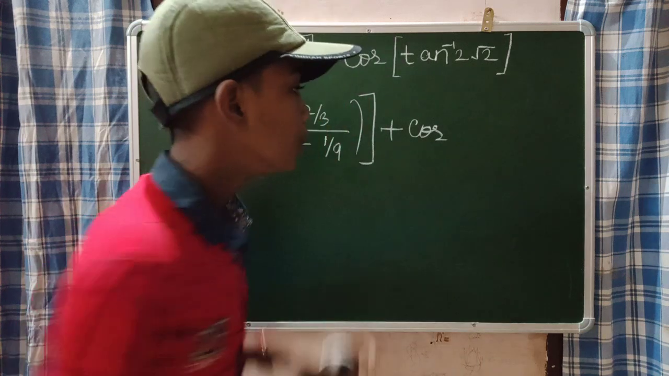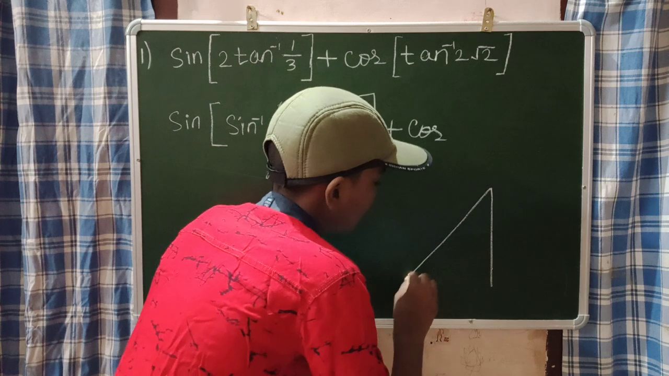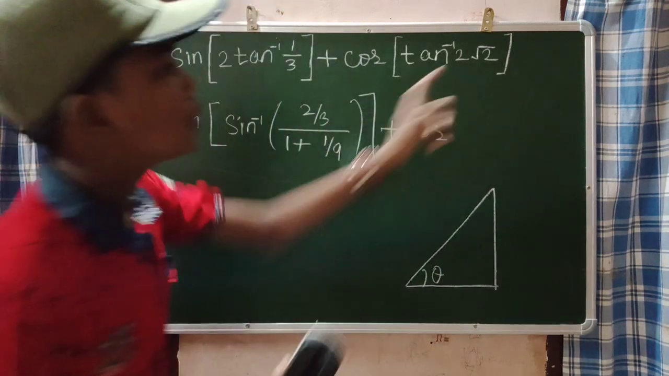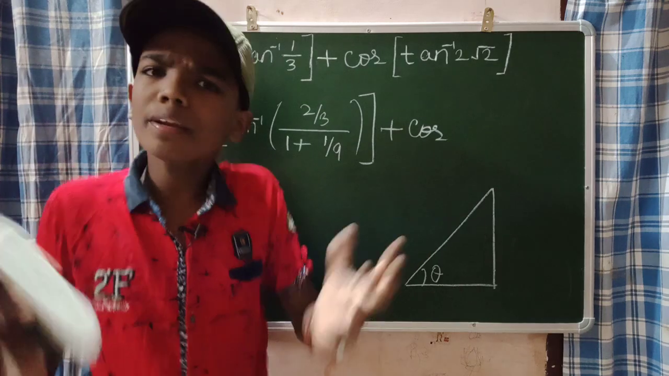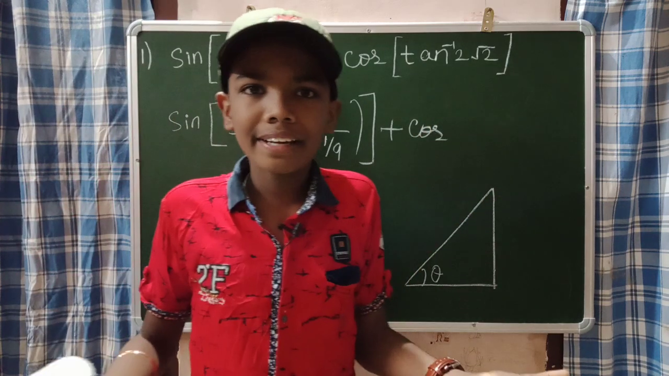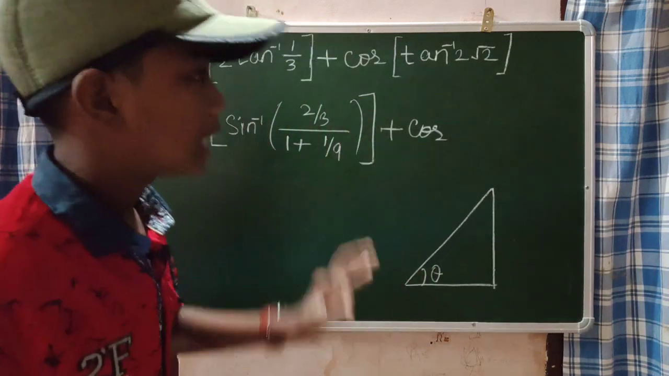As you guys know, what does our triangular method say? Our triangular method says that, let me keep this as theta. So, they are saying tan inverse of 2 root 2. Tan inverse of 2 root 2 will be some angle. As you guys know, tan inverse of 2 root 2 will be some angle. So, let me say it as theta. That's what I'm saying.